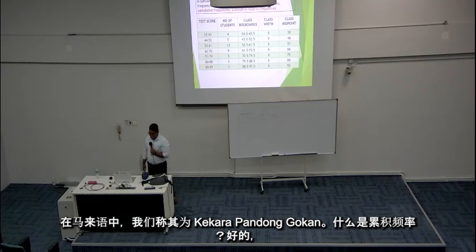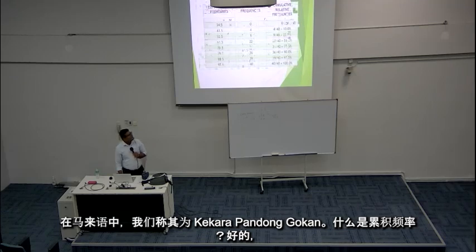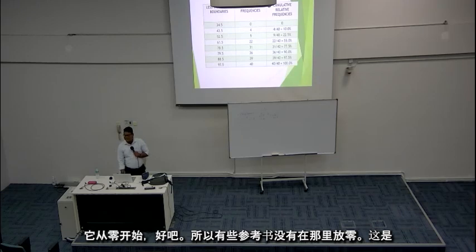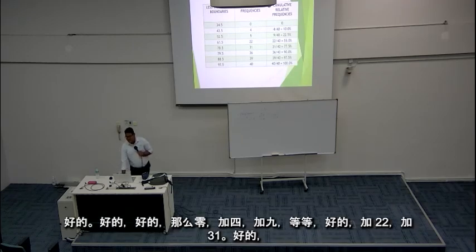Cumulative frequency. In Bahasa we call it kekerapan longgokan. What is a cumulative frequency? It starts with 0. Some of the reference books don't put the 0 there, but it's okay. So 0 plus 4 plus 9 and so on, plus 22 plus 31.